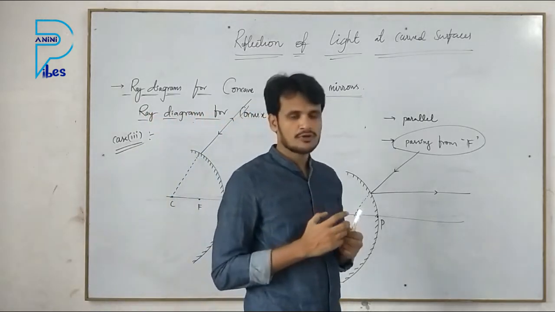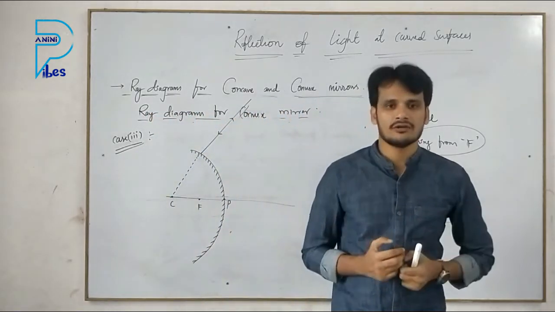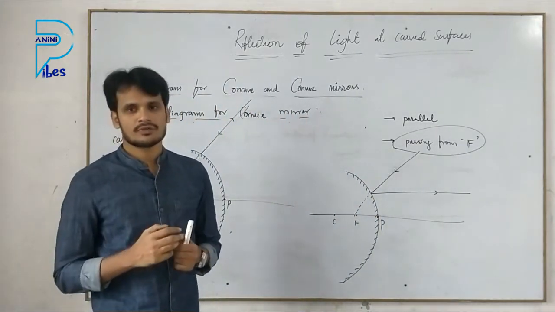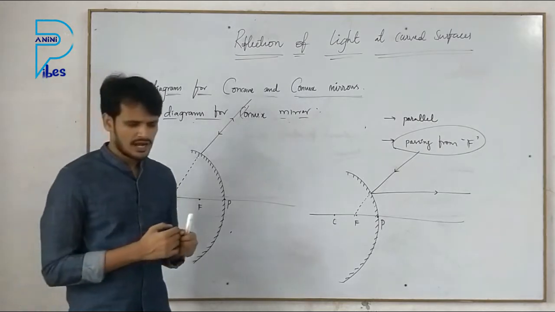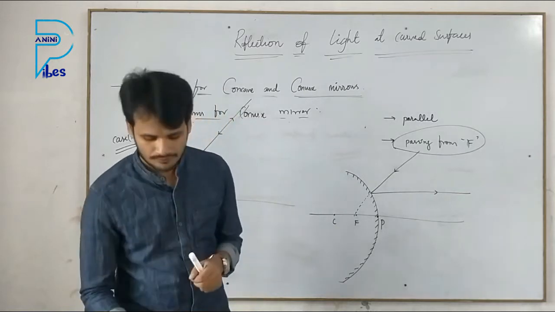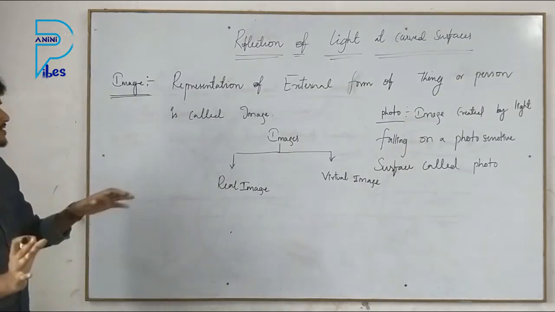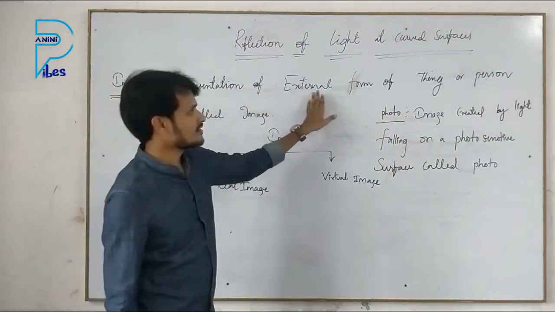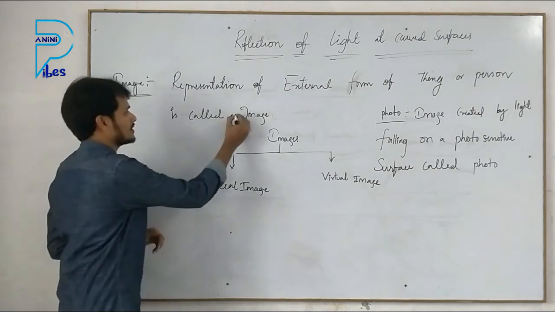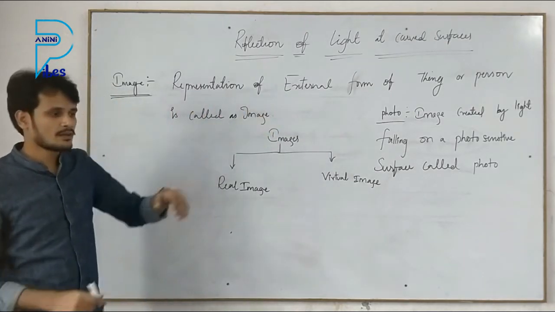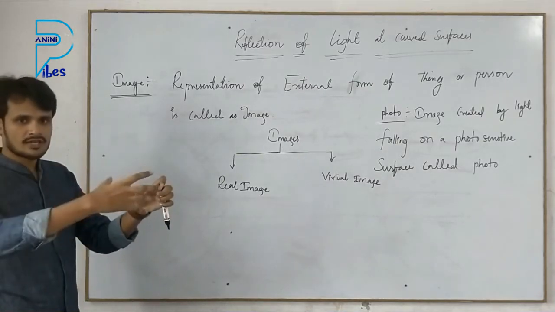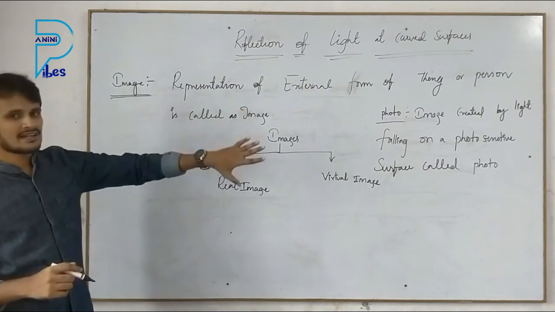What image positions are possible on concave and convex mirrors? Before explaining this, what is an image? Let's see what an image is first of all. An image is nothing but a representation of the external form of a thing or person. For example, consider one object. That object's external form is called what?